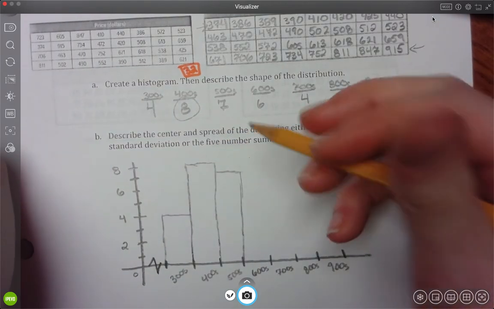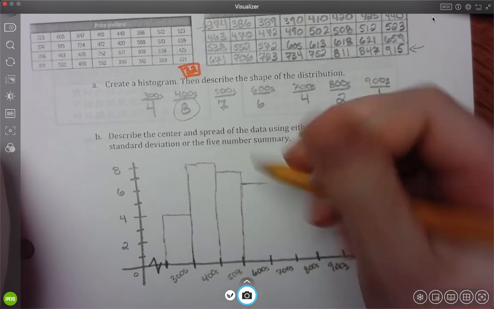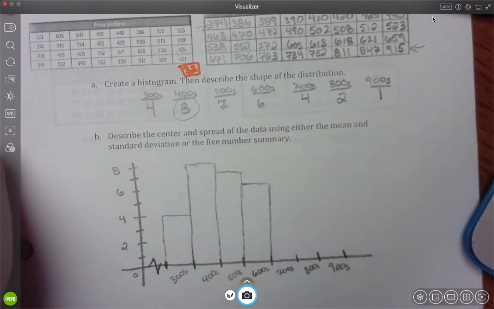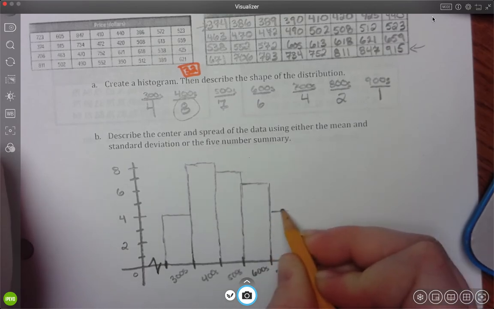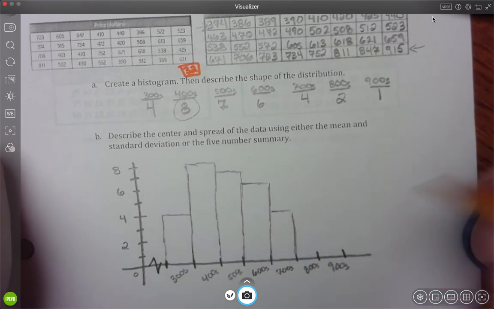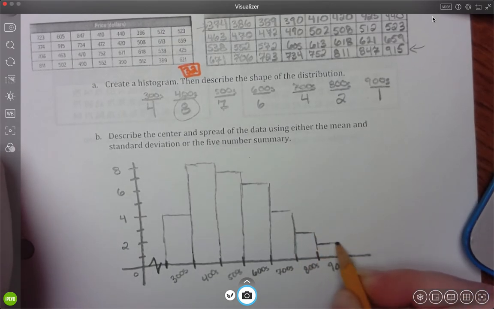Okay, 600s, if you're an artist, you might like doing this because you get to kind of sketch a little bit. 700s, there are 4. So back down here at 4 with 700. 800, there's 2. And then 900s, there's only 1.